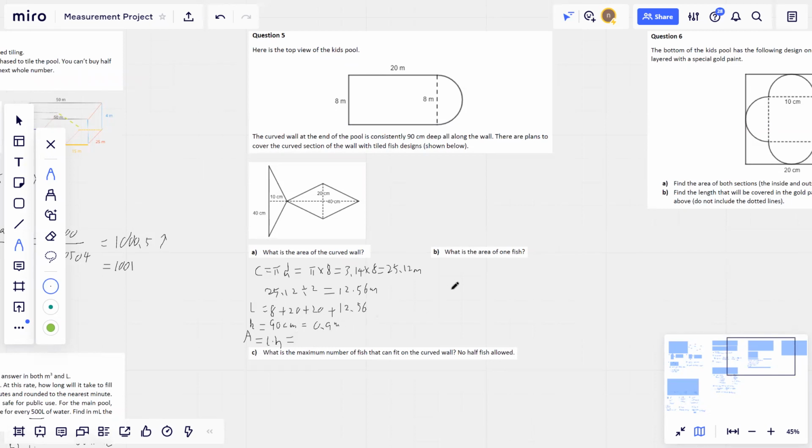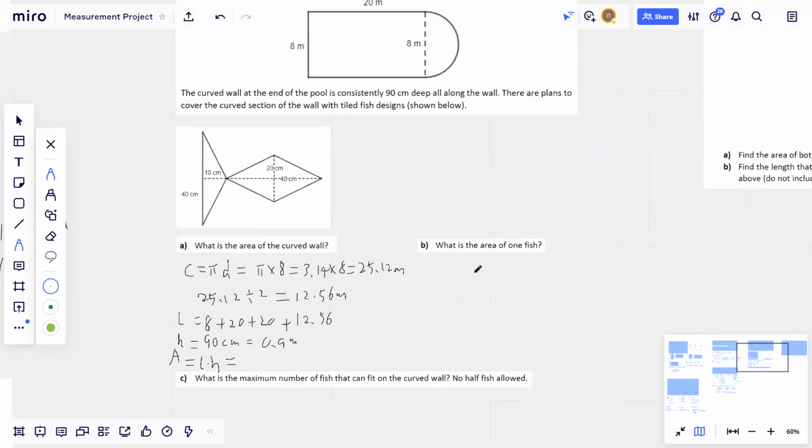Okay. And then question B asks what is the area of one fish? So that's a challenging one. You need to find the area of this complex shape. So this is a fish. So the left part is a triangle, right? The left part is a triangle. So for this area.